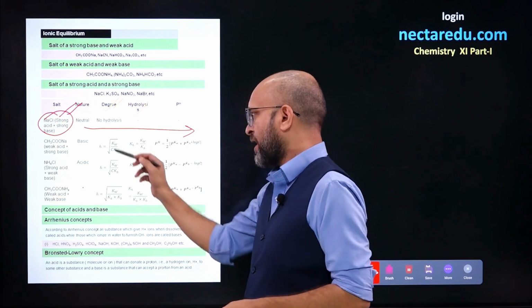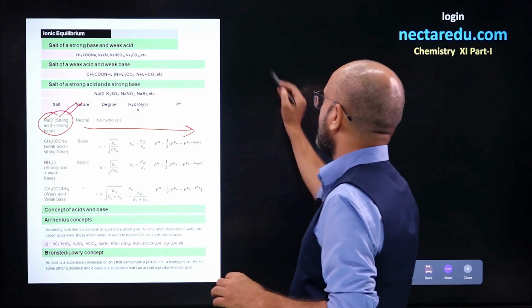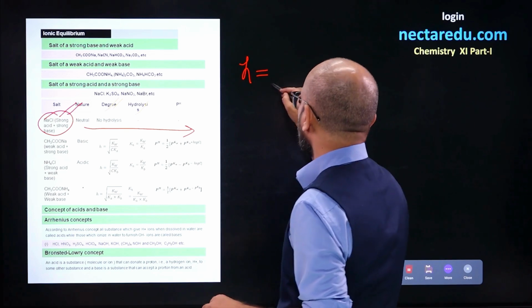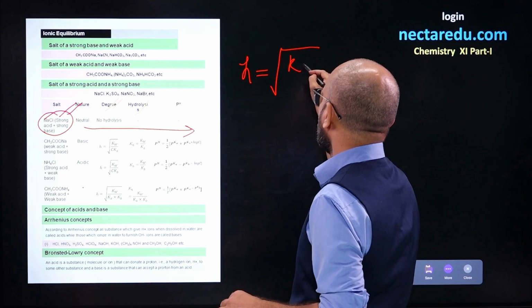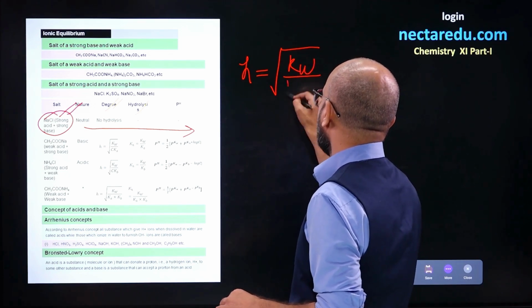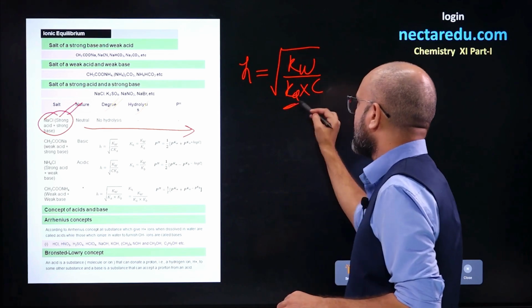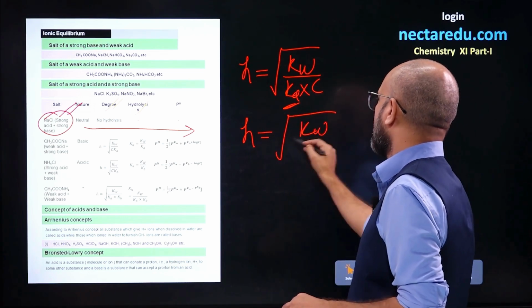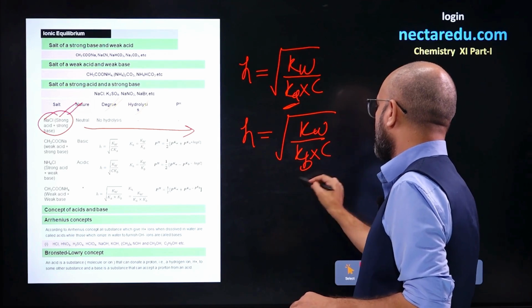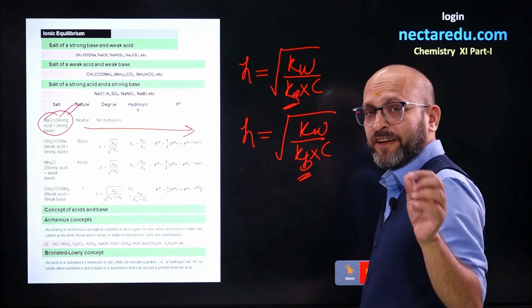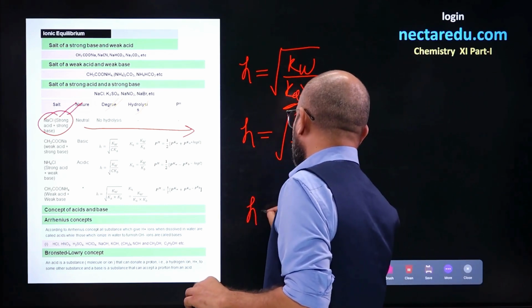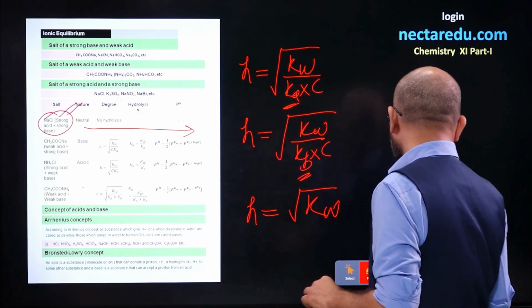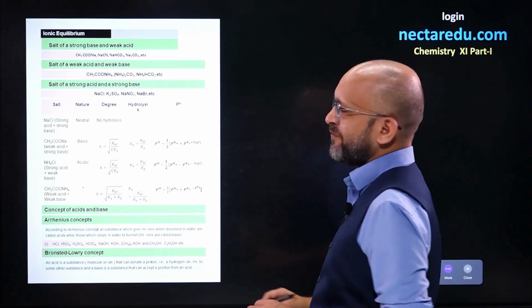All right. Next, you have a few formulas, and I'll tell you the trick. It's very easy. If one of the components is weak, then you use these formulas. You will easily be able to remember this. So h equals root of Kw by K into C when the acid is weak, and h equals root of Kw by Kb into C when the base is weak. All right. When both are weak, then you get the formula h equals root of Kw. So there won't be a relation with K or Kb when both are weak.